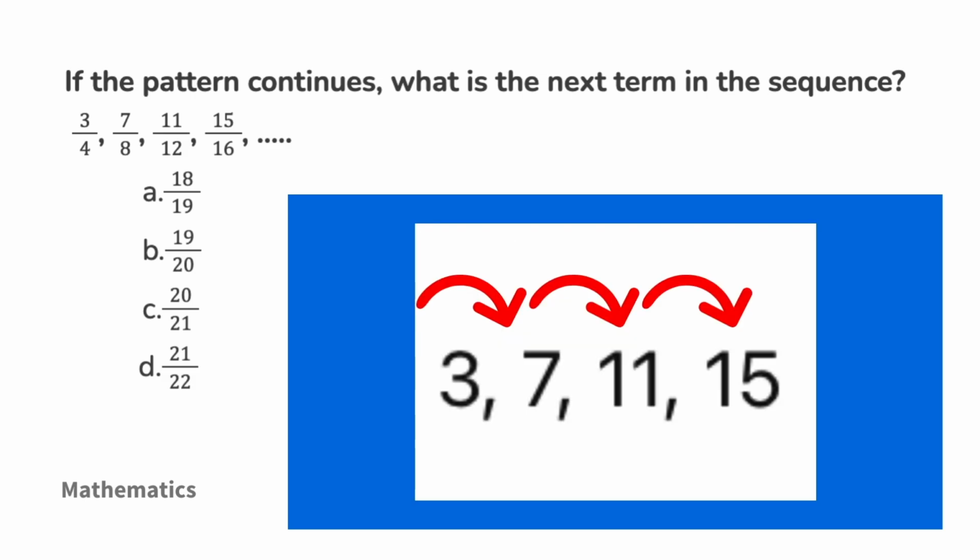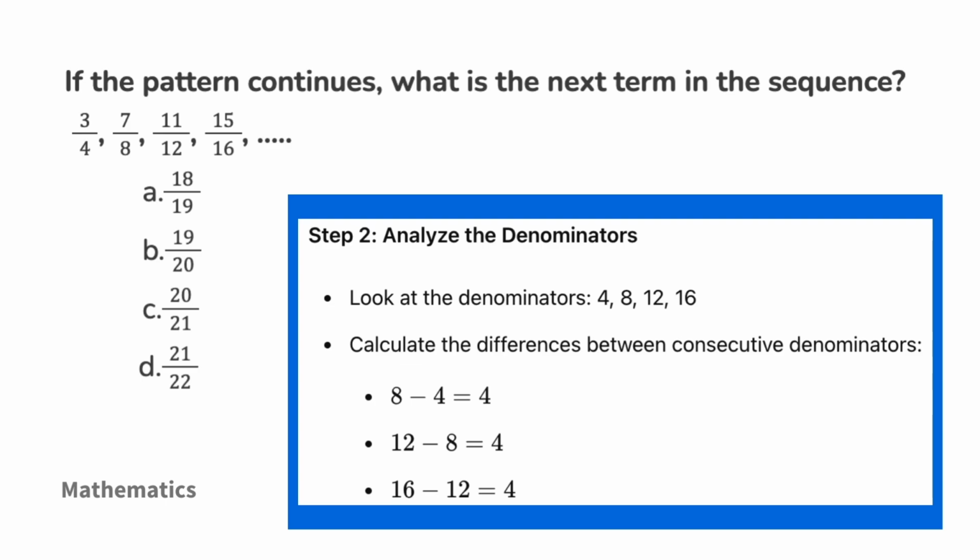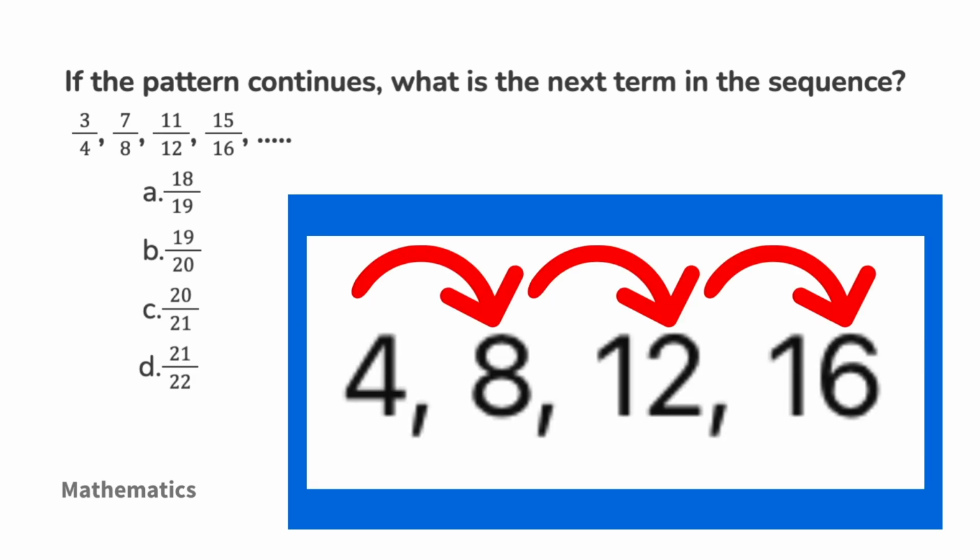And we'll see that the numerators increase by 4 each time. So now it's time to analyze the bottom part, called the denominators. Let's look at the denominators 4, 8, 12, and 16. Calculate the differences between these consecutive denominators. And again, we notice that these increase by 4 each time.